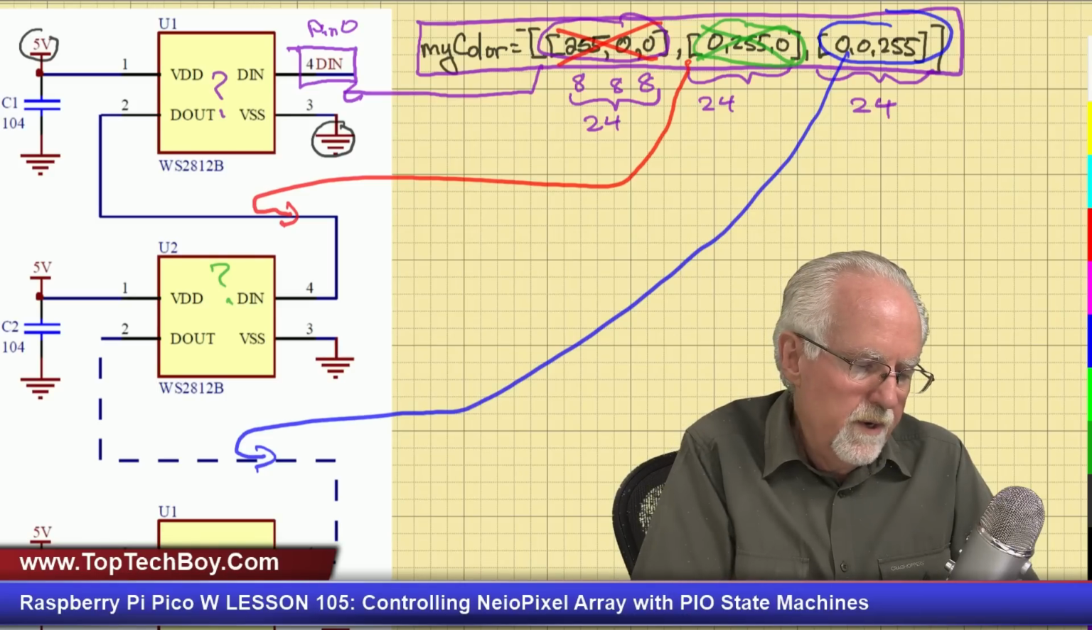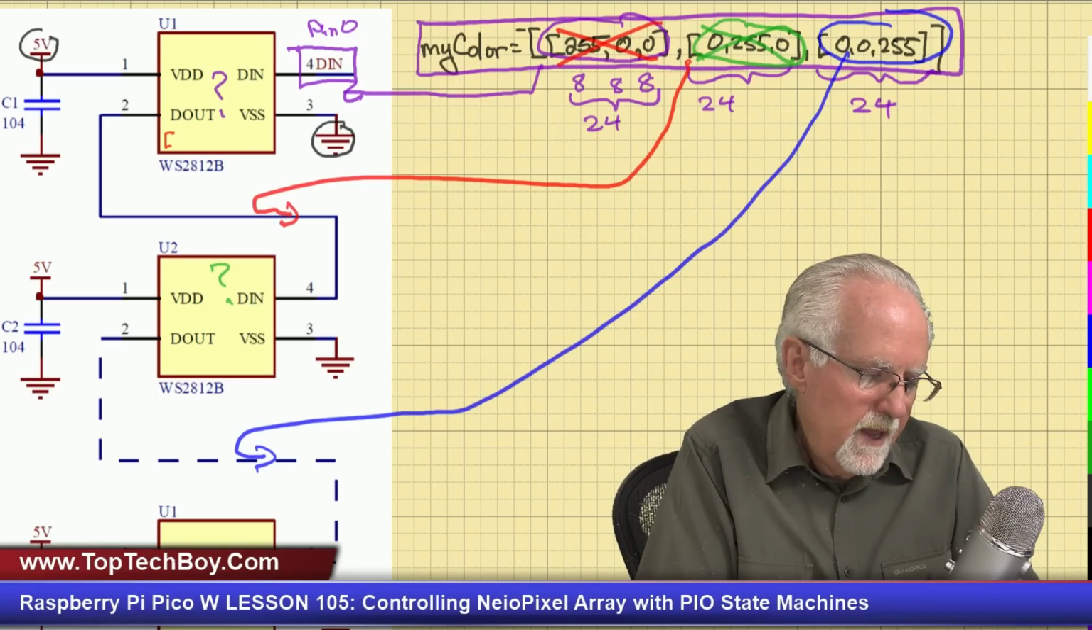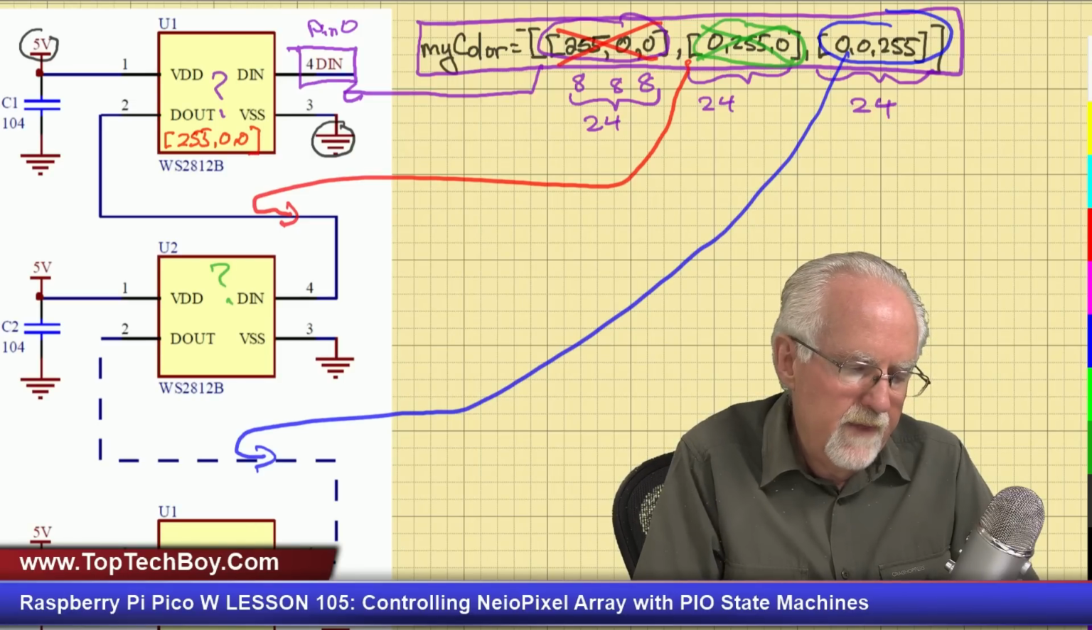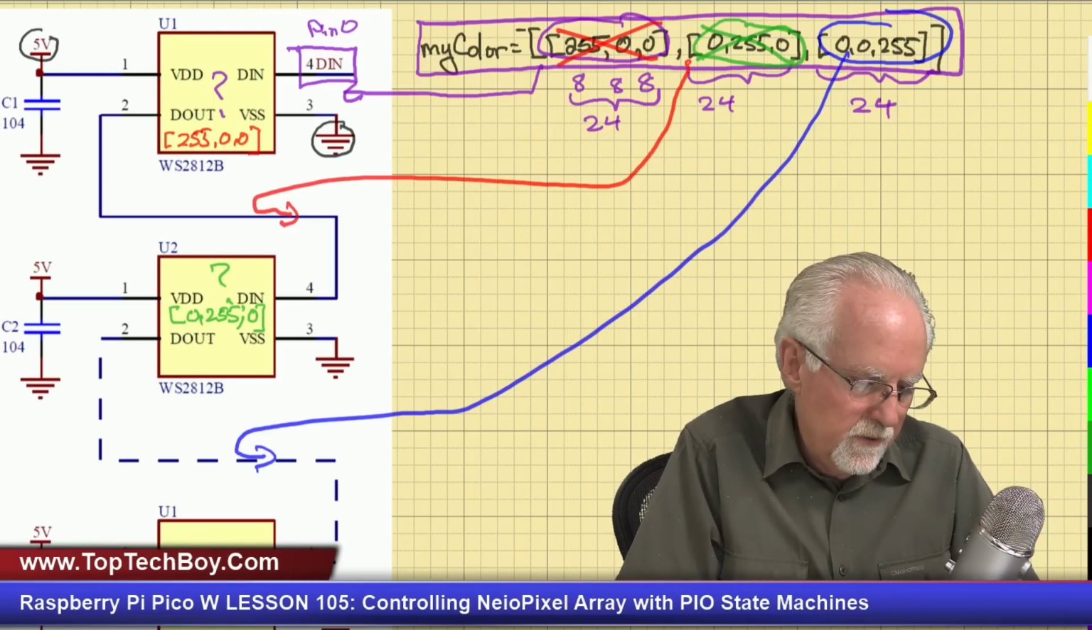Okay, so what does that mean? That means that the first pixel now has 255, 0, 0. And what is that? That's red. And then the next pixel has what? It has 0, 255, and 0, green. And then the last pixel got what? 0, 0, and 255, like that.